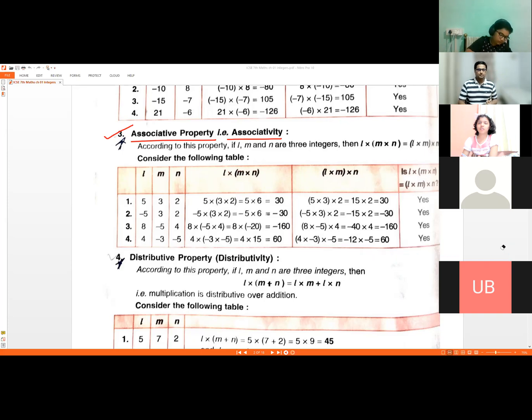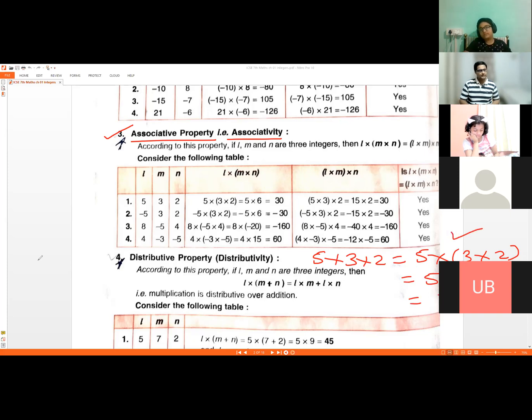Listen carefully. What the property means to say is, if you have three integers, if you do 5 into 3 into 2, you know BODMAS, you have to solve the brackets first, correct? So you have to do 3 into 2 first, so you get 5 into 6, which is 30. This is one way of doing. Another way of doing is you have to multiply 5 and 3 first.